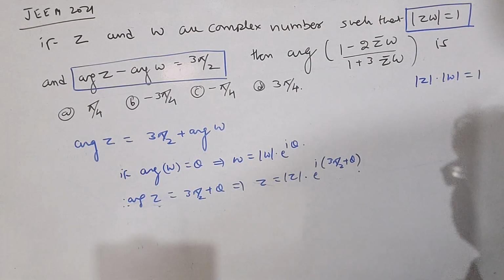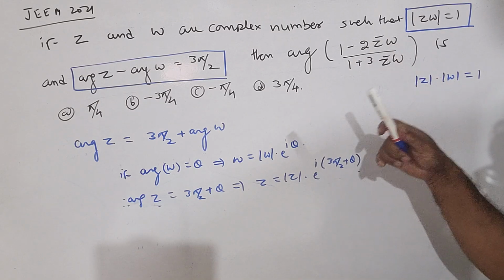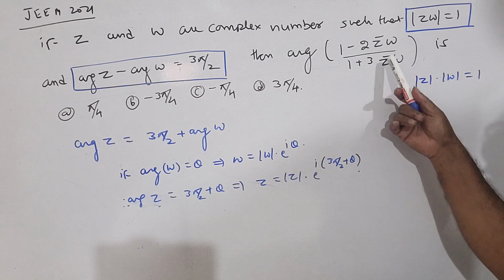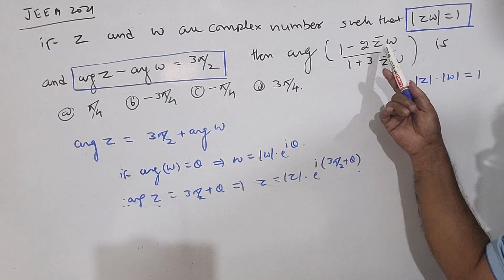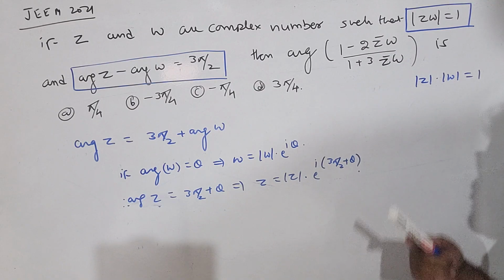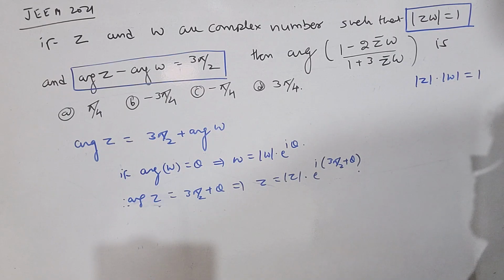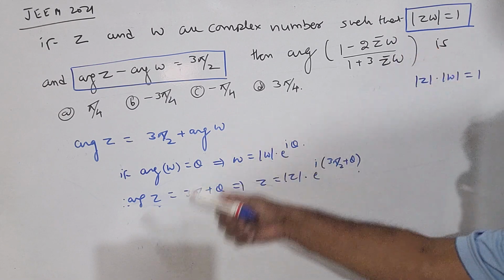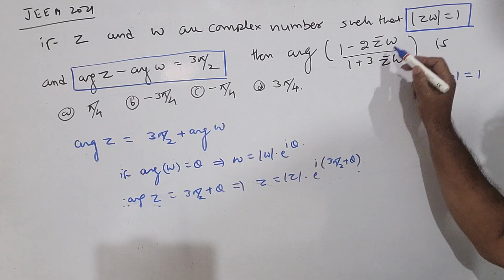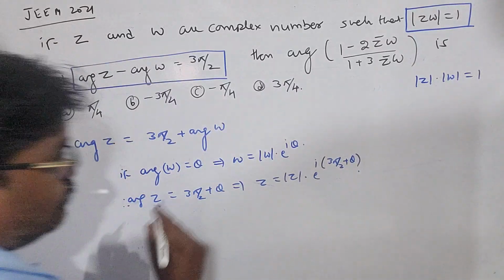The question says that we have to find the argument of (1 minus 2 Z conjugate W) divided by (1 plus 3 Z conjugate W). Now coming to this expression, you should know Z, Z conjugate, W, and then Z conjugate into W. But here Z and W both are not given. So can we find Z conjugate and W using this concept? Because Z conjugate and W both are there in numerator and denominator, let us try to find Z conjugate into W.